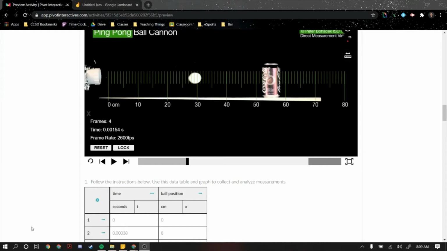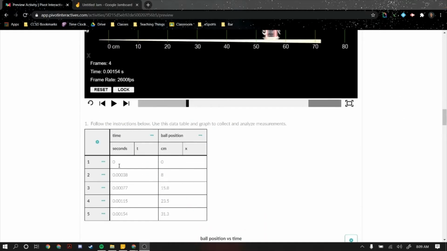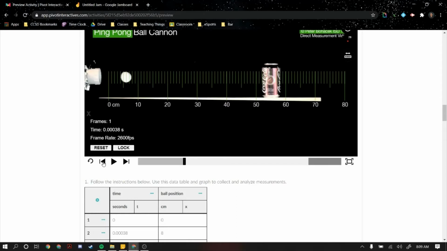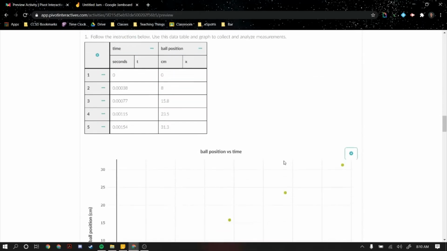Alright, so now let's talk about graphing. What I've done here in part 2 of this ping pong ball lab is I have filled out my data table with the first 5 frames of this simulation. So I've gotten the distance or position and the time at each of these frames, starting at 0, 0, and it's given me this graph.